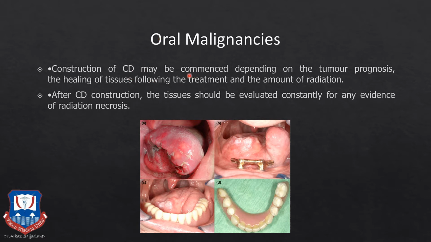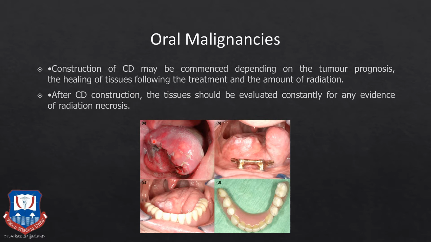So next is the oral malignancies. Now, construction of a complete denture may be commenced depending on the tumor prognosis. That is, if the patient has a pre-existing oral condition or oral malignancy, these need to be treated before the fabrication of the complete denture.